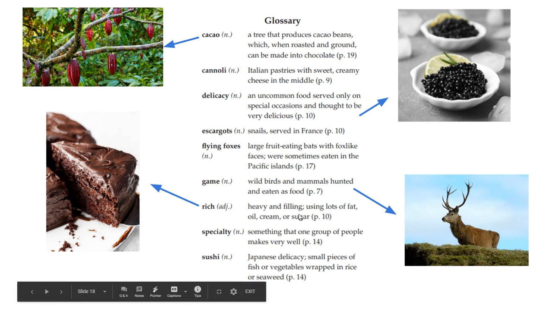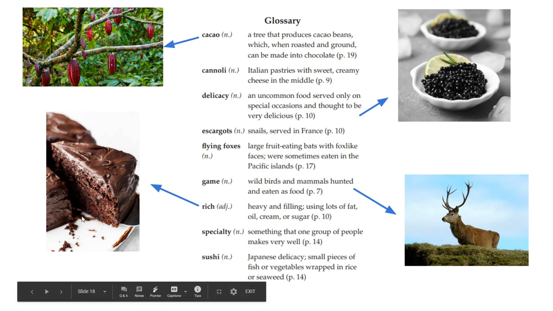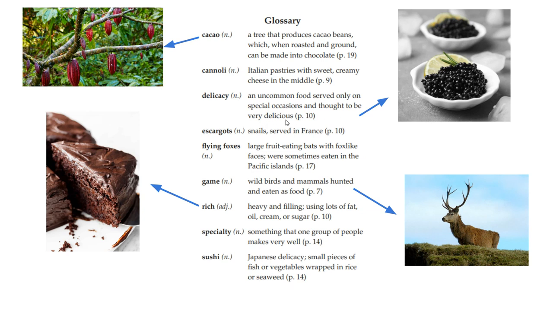Rich, heavy and filling, using lots of fat, oil, cream, or sugar. So this cake would be considered rich. Delicacy, an uncommon food served only on special occasions and thought to be very delicious. So believe it or not, this is called caviar, which are fish eggs. This is a delicacy in some parts of the world. Some of you might think it's sort of yucky, but it's actually very fancy.